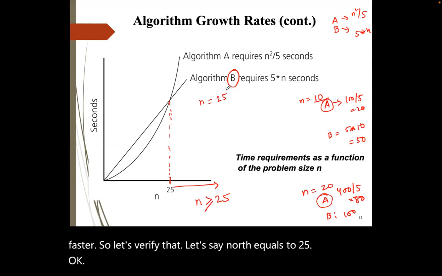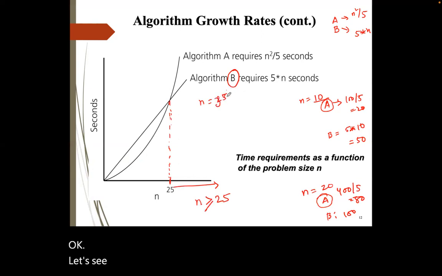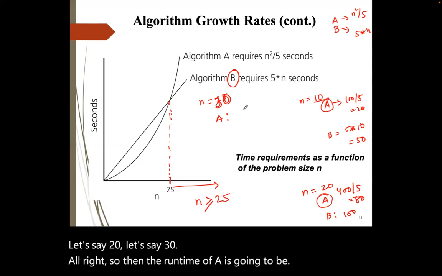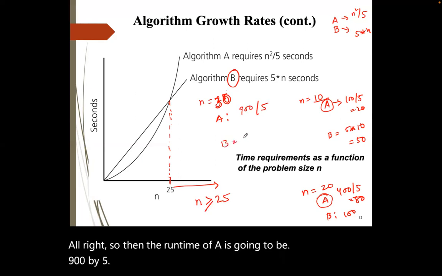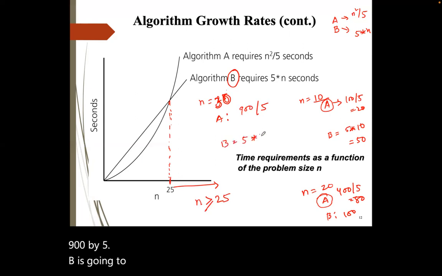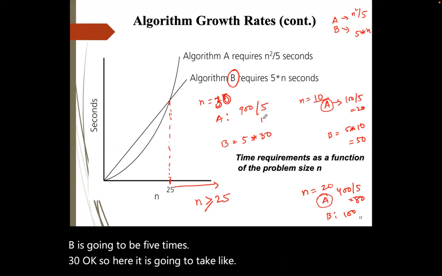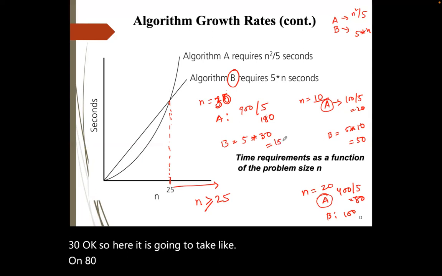Let's see 20, let's say 30. All right. So then the runtime of A is going to be 900 by 5. B is going to be 5 times 30. Okay. So here it is going to take like 180, and here it is going to take 150.